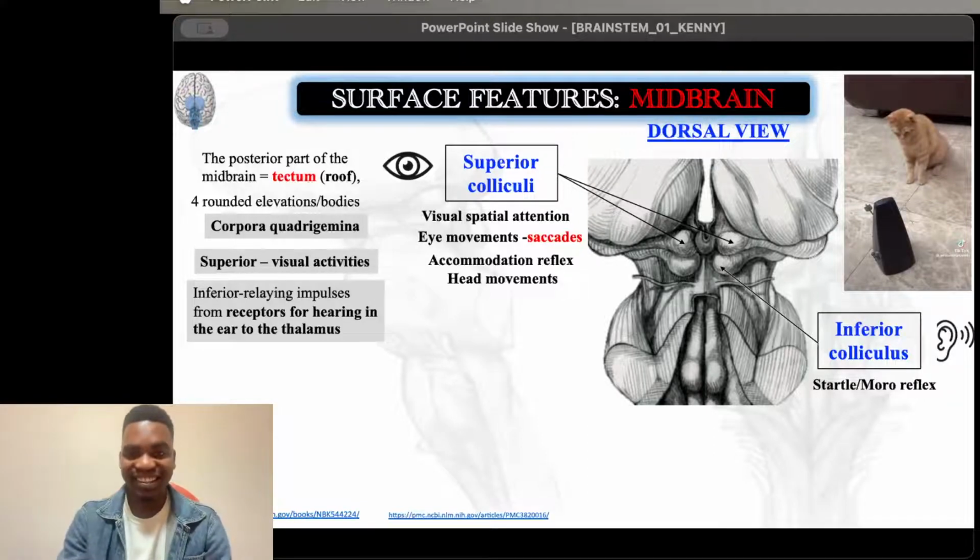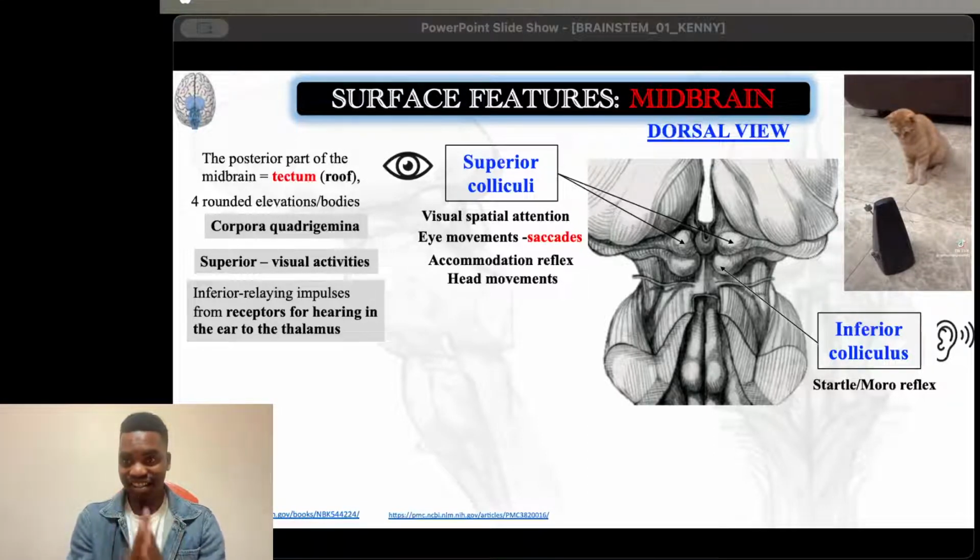Fascinating. So that's the startle reflex. The cat is responding to the sound that is coming from the alarm or from the clock.